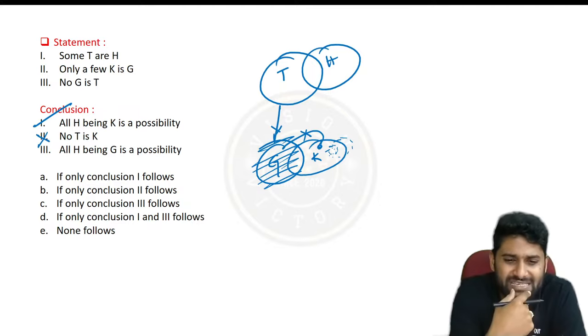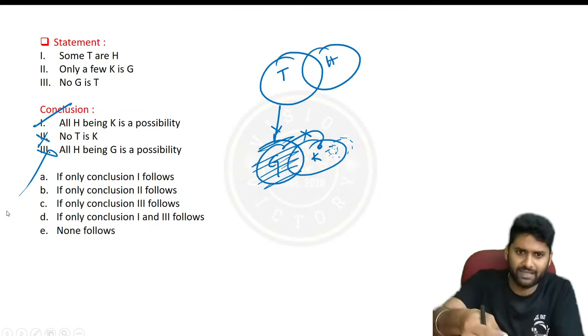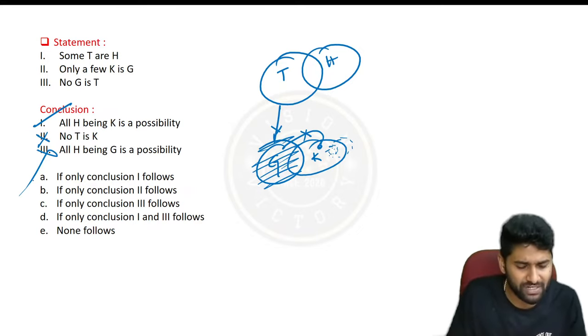All H being G is a possibility. It's not possible. Main reason, if you take entire H, you will get the T. T is there, you cannot place it with G. That's why only conclusion one follows.